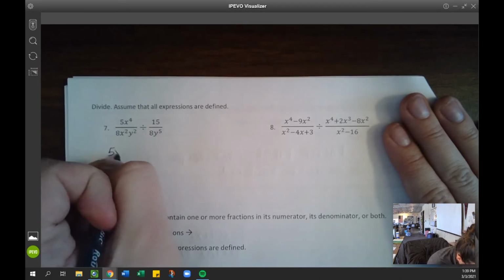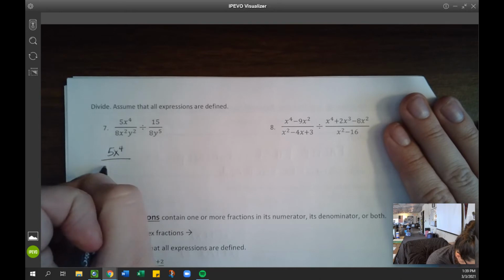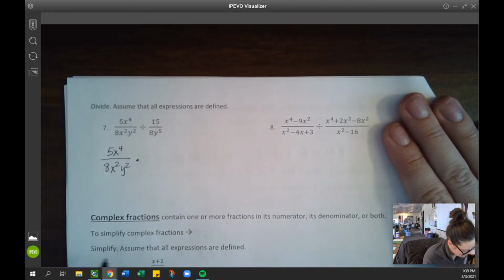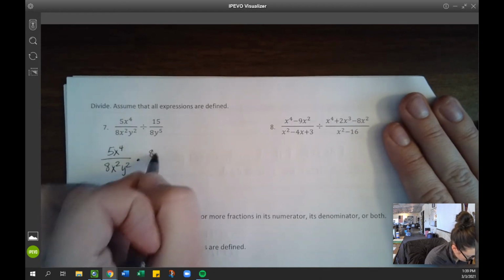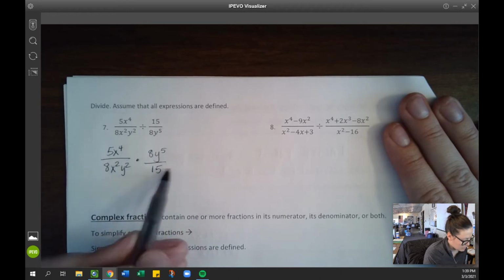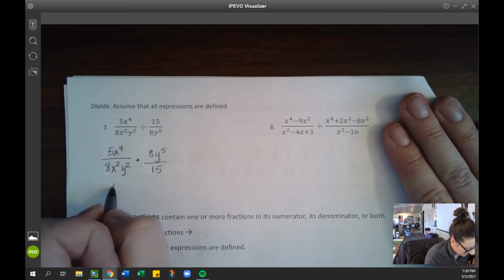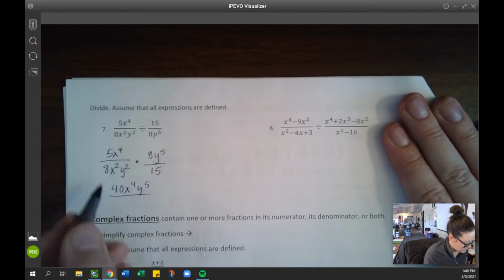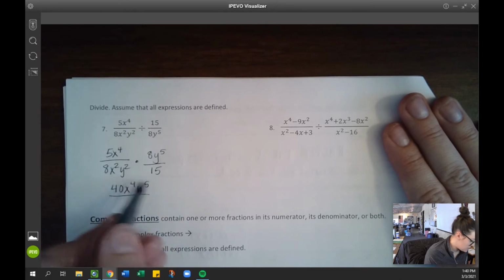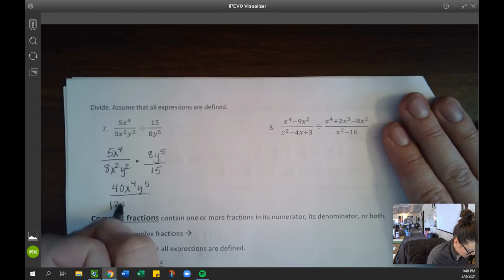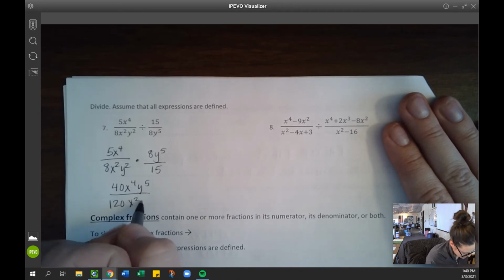So this is going to become 5x to the 4th over 8x squared y squared times, and then I flip this, 8y to the 5th over 15. Now I'm going to multiply across. 5 times 8 gives me 40, and then I just have x to the 4th, y to the 5th over 8 times 15 is, let me think here. 80 and 40 is 120. And then we have x squared, y squared.